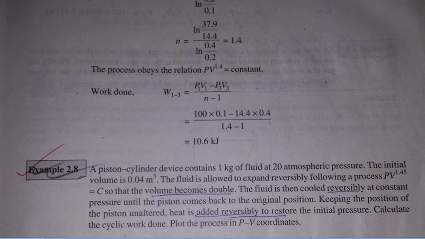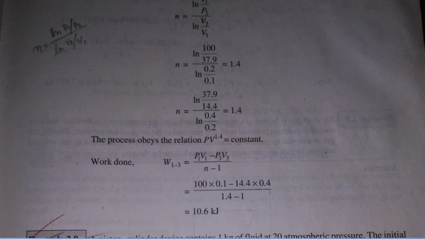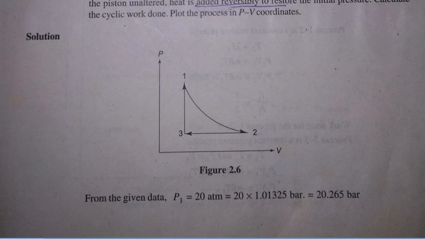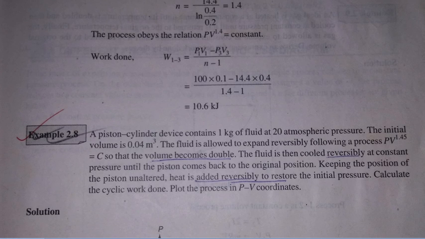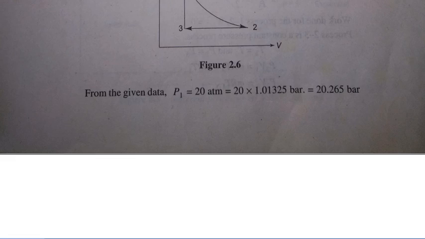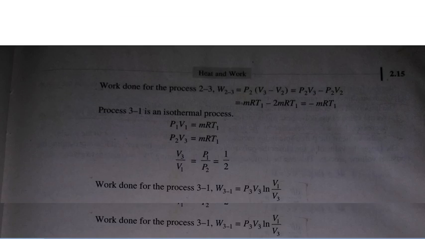So ultimately this is 10.6 kilojoule, and as you are getting plus, the work done by the system is taken. So this is the problem. Next problem, this one is your homework, you can solve it at home. So this is how the numerical chapter on heat and work has been finished.